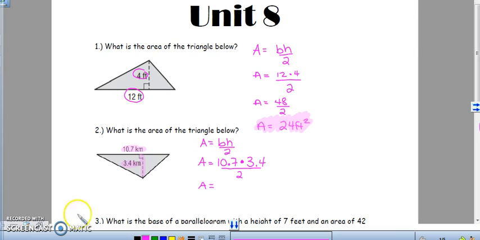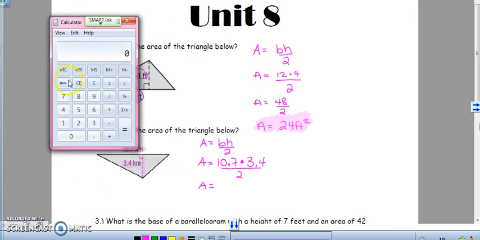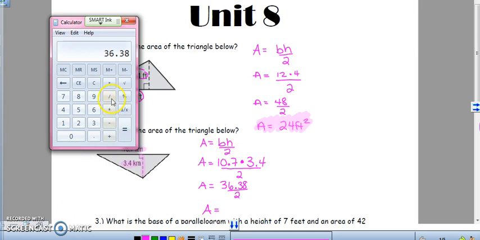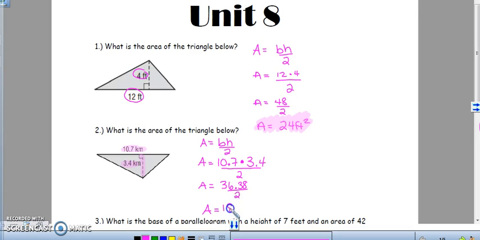So I'm going to use my calculator. 10.7 times 3.4 gives me 36.38. And I'm going to divide that by 2. And I get 18.19. And that's going to be kilometers, and it's area, so it's squared.